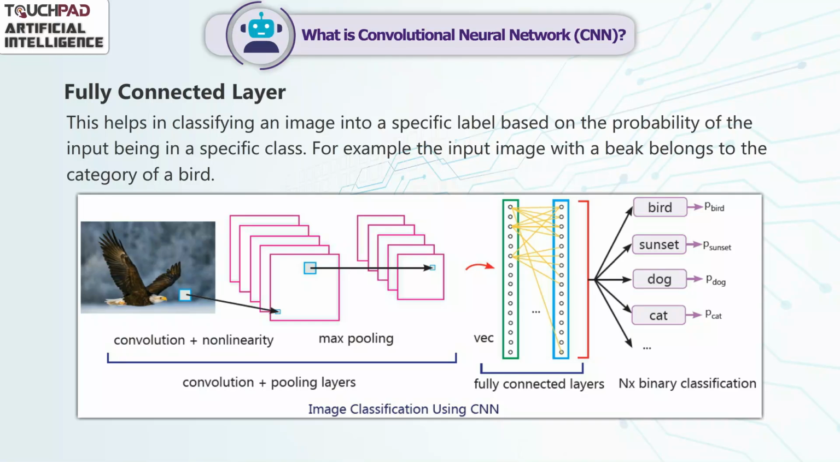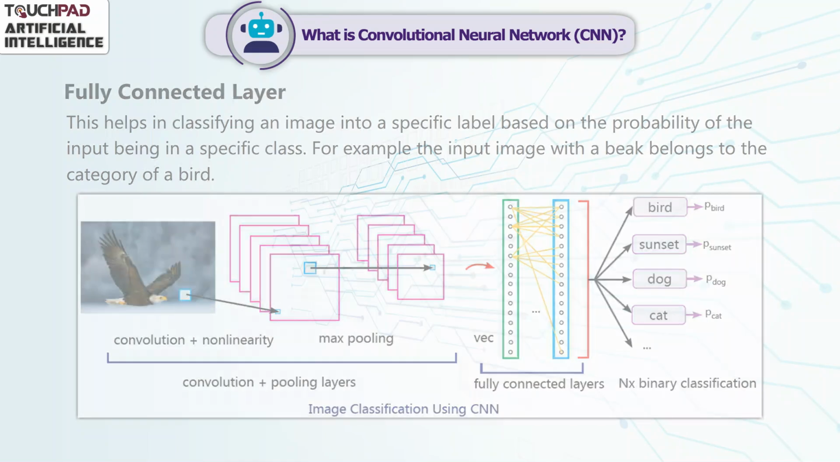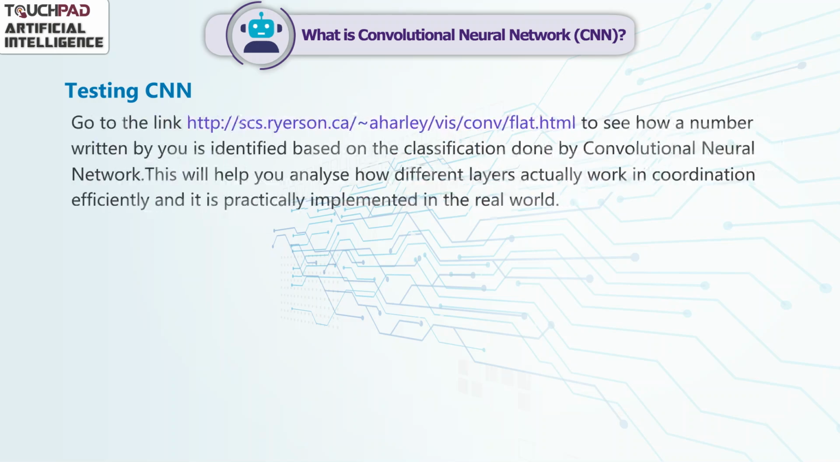Convolution plus non-linearity. Max pooling. Convolution plus pooling layers. Vector, fully connected layers. Bird, sunset, dog, cat. Binary classification. Image classification using CNN. Testing CNN.